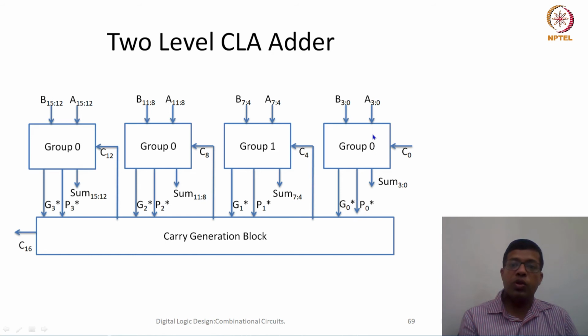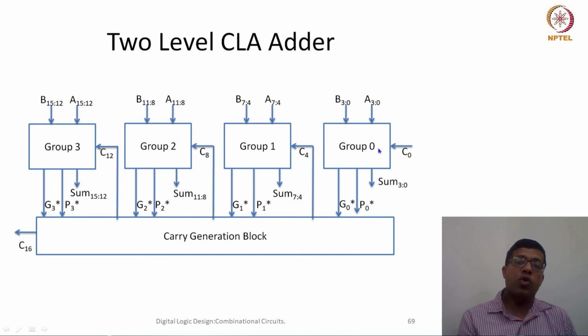So there is a group 0 which is taking 4-bit input. Similarly there are group 1, group 2, and group 3. So here we'll have 4 groups: group 0, group 1, group 2, group 3. We are taking this example for 16-bit addition. Now all these groups will have a 4-bit addition taking place. If we apply that method again, the output of each of these groups will generate a sum, which is a 4-bit output.